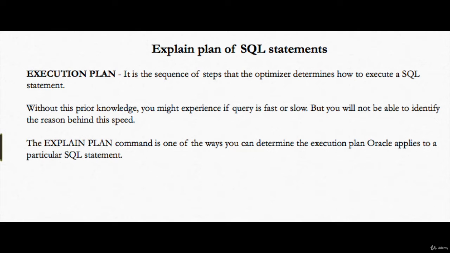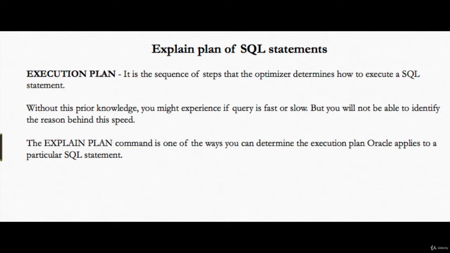Explain plan is also known as execution plan. It's the sequence of steps that the optimizer determines for how to execute a SQL statement. Without knowledge of the execution plan, you only have a vague idea of how SQL is being processed. You don't know where it's slow or where it's fast. So the explain plan command determines the execution plan that Oracle applies to a particular SQL statement.